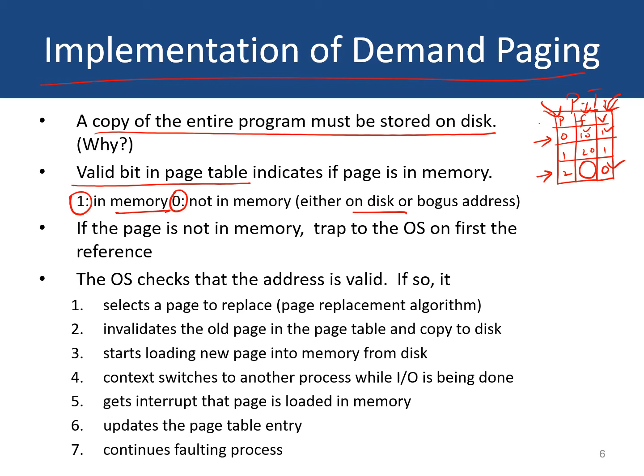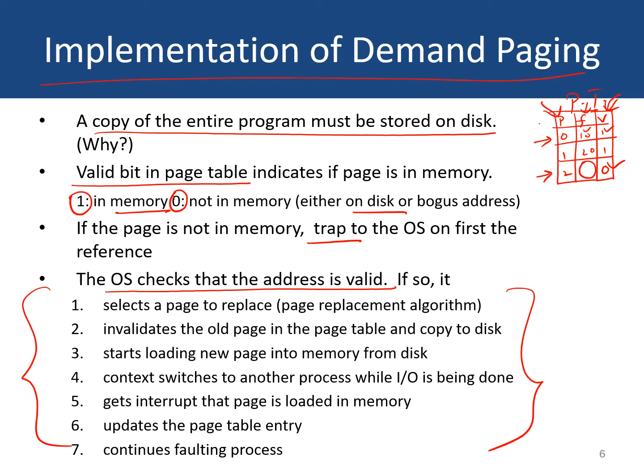However, if the page is not present in the memory, then this will cause a trap to the operating system, which is a page fault. In response to the page fault, these steps would be followed to serve this page fault. First of all, the operating system will check whether the address which has faulted is a valid address or not. If so, then we will proceed with these steps. If it is not a valid address, then the process may be terminated.